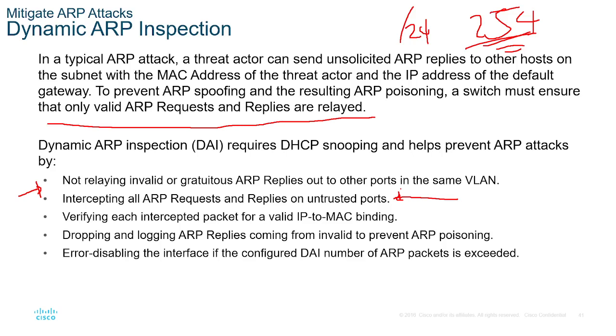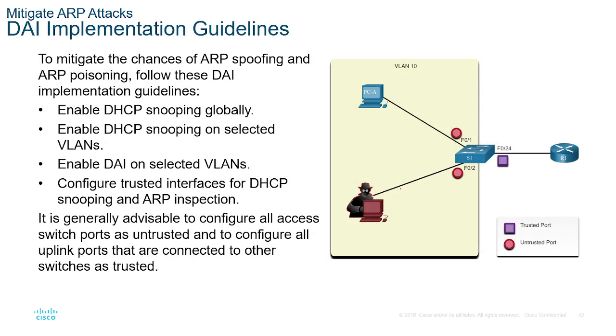Ayan. Bakit dinadrop? Siyempre para hindi na makapasok sa network. So bakit nilalog? Para dun sa monitoring and auditing purposes. So, error-disable the interface if the configured DAI number of ARP packets is exceeded. Ayan. So ito yung example ng implementation guidelines nung mitigation of ARP spoofing and ARP poisoning.